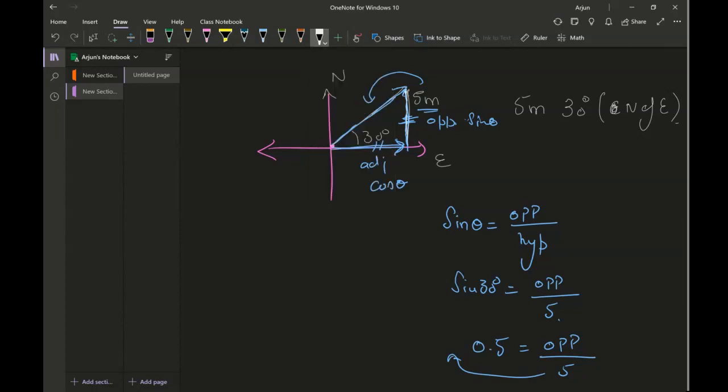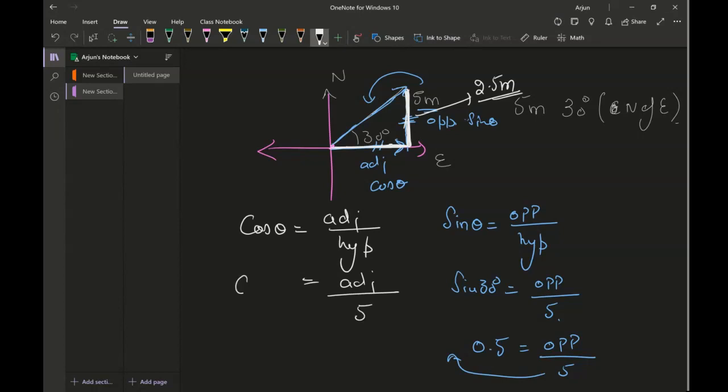Let me thicken up the pencil. So this is 2.5 meters. But at the same time, the object has covered a certain displacement along the east direction also. Now to find that, I will use cosine theta. So cosine theta is equal to adjacent upon hypotenuse. Now the adjacent side is what we are looking for, and the hypotenuse is again 5.